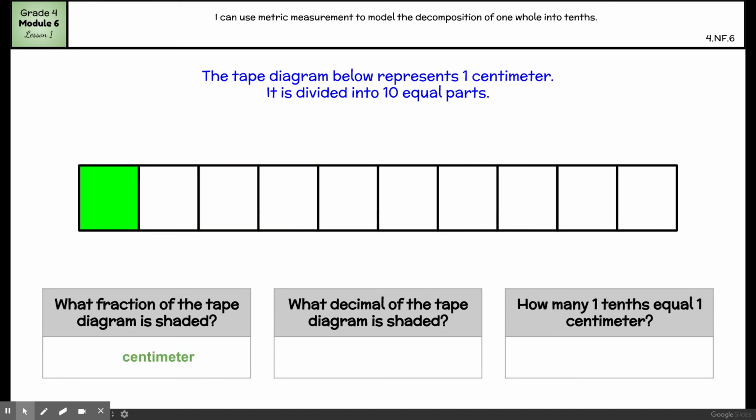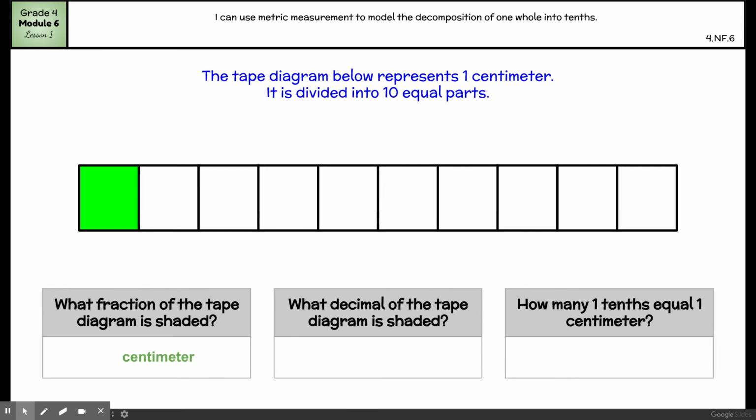All right, now the directions are going to change just a little bit. It says the tape diagram below represents 1 centimeter now. It's divided into 10 equal parts. So instead of calling this whole tape diagram a meter, we're going to call it a centimeter. And I helped you with your label right here so you don't forget. But friends, this is for you. I want you to see if you can come up with what fraction of the tape diagram is shaded. Press pause, try to just come up with the fraction, and if you can challenge yourself to do the decimal, please go ahead and do that, and then press play to check with me.